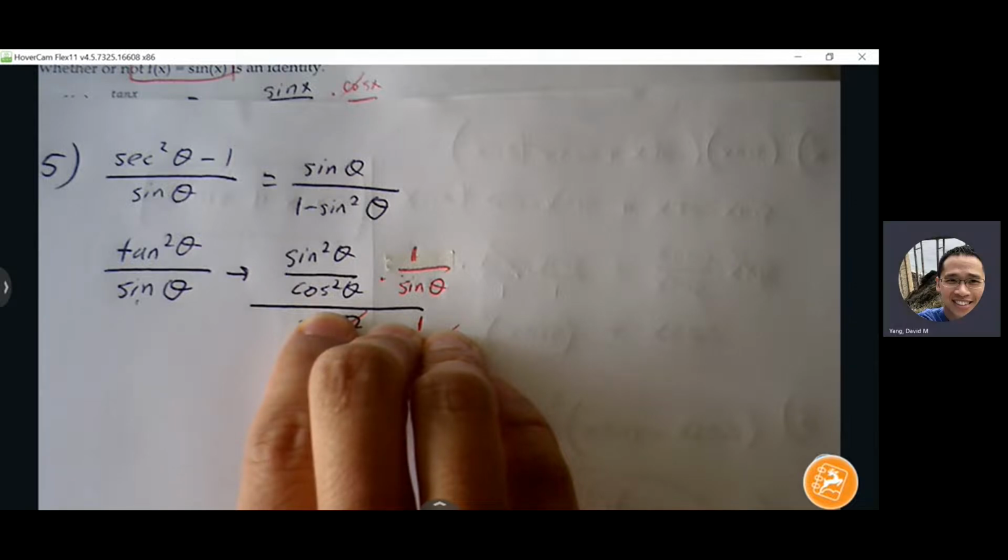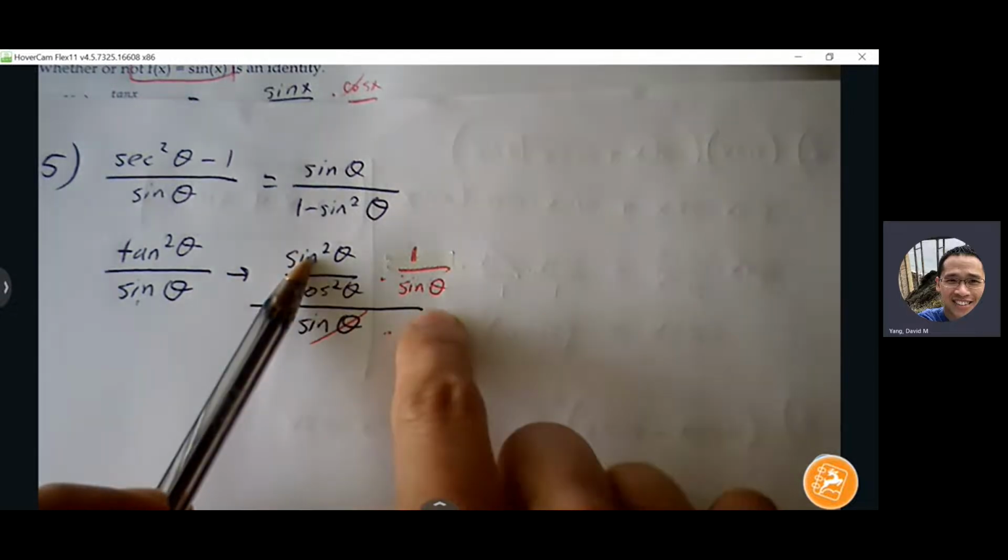Any cleanup that you can see here? One of the sines can go away, right? I got 2 up here, I got 1 below.